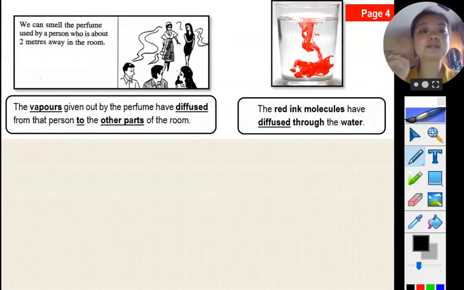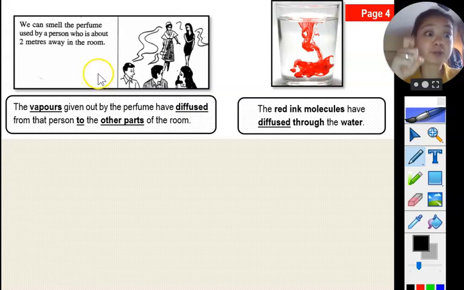So let's look at this. We know what this is already. Let's say you go to Sephora, or Robinsons, or a shopping center, Isetan, and when the person sprays the perfume, you can smell it, right? Even though you are at least 2 to 3 meters away, because there is diffusion of the vapors to other parts of the room. And if you drop red ink at the top of the cup, you will notice that the red ink will diffuse and spread evenly throughout the entire glass of water until the whole liquid becomes red.